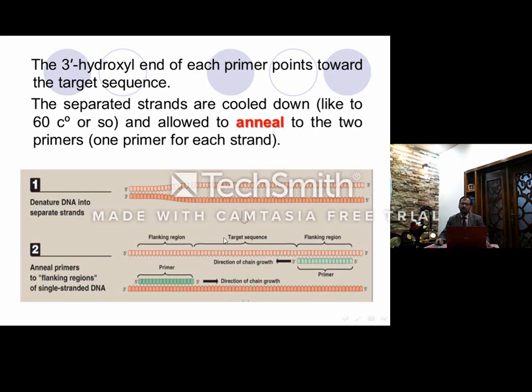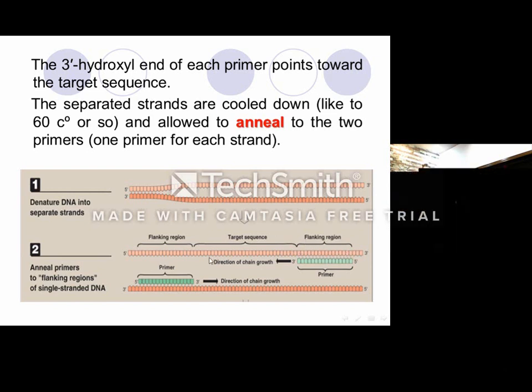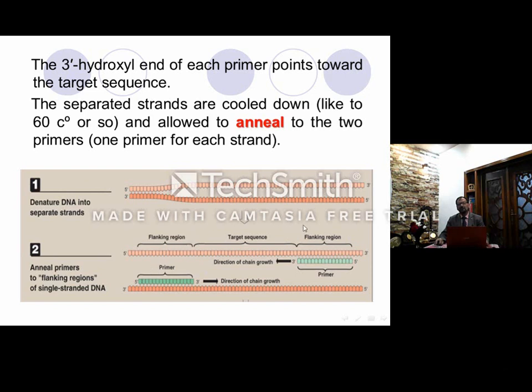This is the target region. I mean, this is the piece of DNA which is interesting to me. I want to amplify it. Because now you know this is the target, this is the flank area, and this is another flank area. Both of them are surrounding the target. If you know the sequence of this piece and this piece, then you can design the primers. This is the first, this is the second primer.